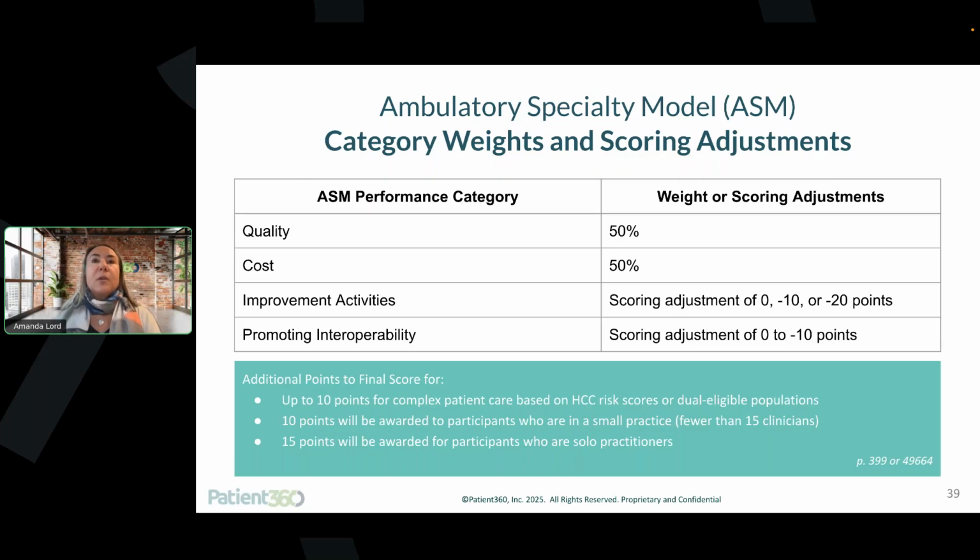So these weights align with the ASM goal of decreasing the cost of care for beneficiaries with targeted chronic conditions and increasing the quality of care. They're also hoping that this is going to broaden the distribution of final scores.